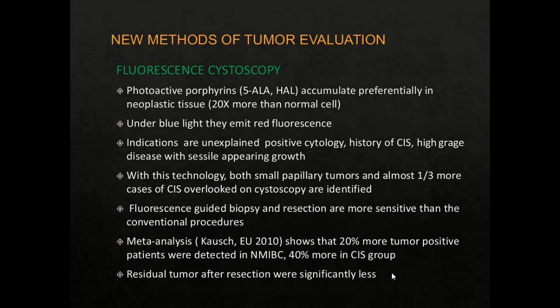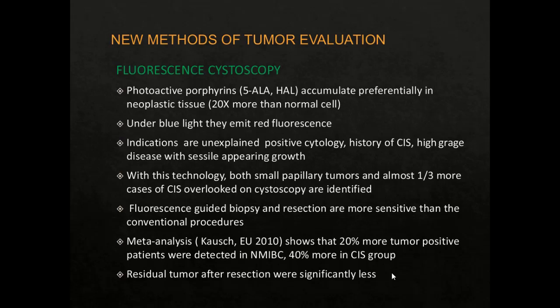Now we talk about the new methods of tumor evaluation. Talking about fluorescent cystoscopy, photoactive porphyrins, 5-aminolevulinic acid and hexaminolevulinic acid accumulate preferentially in the neoplastic tissue. They are 20 times more than in the normal cells. So they emit red fluorescence, which you can easily appreciate with the blue light.